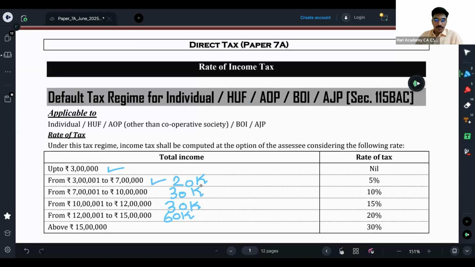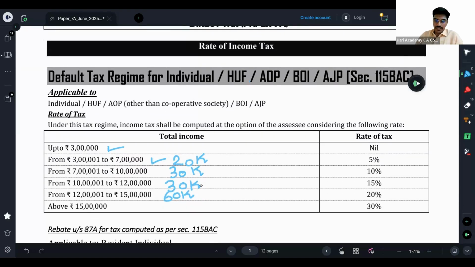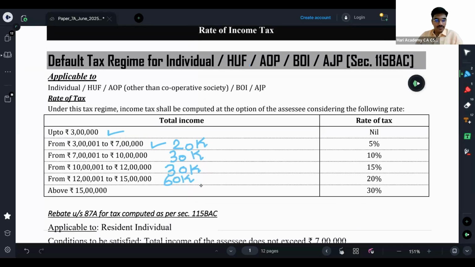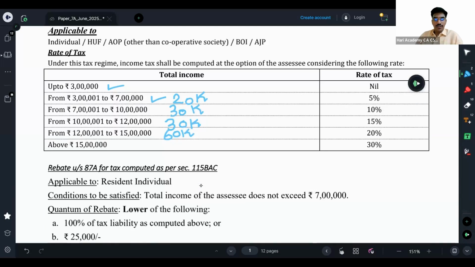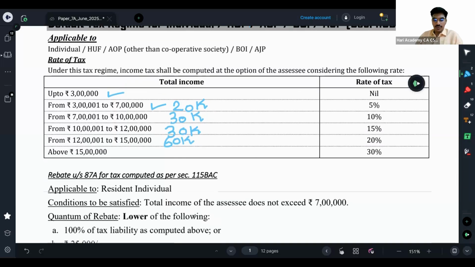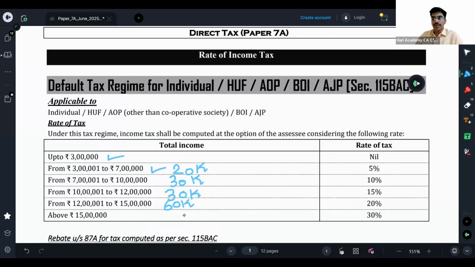The next question which will come into play is what is the rebate given under 115BAC. Section 115BAC is the section which deals with the default tax regime. The quantum of rebate given under section 87A is 100% of the tax computed above or 25,000, whichever is lower. This rebate is applicable only if your total income chargeable to tax is up to rupees 7 lakhs. If the income crosses 7 lakhs, you have to pay tax from 3 lakhs. But if your income is up to 7 lakhs, you need not pay tax.